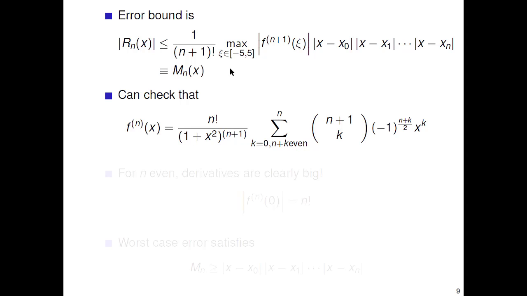Just for a little bit of shorthand, we're going to call this our worst case error M sub n. If we use an nth degree polynomial interpolation, then we don't know exactly what our error is. We never know exactly what our error is, and that would be too good to be true. So all we can do is say this is the worst the error could ever be, and we give it this name, capital M.